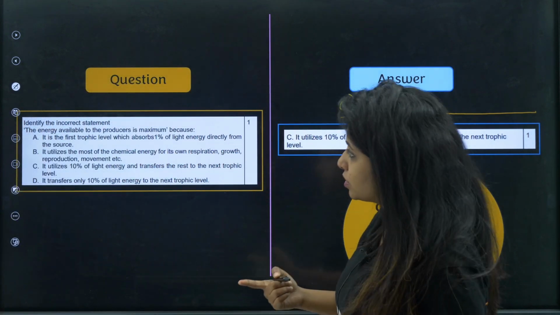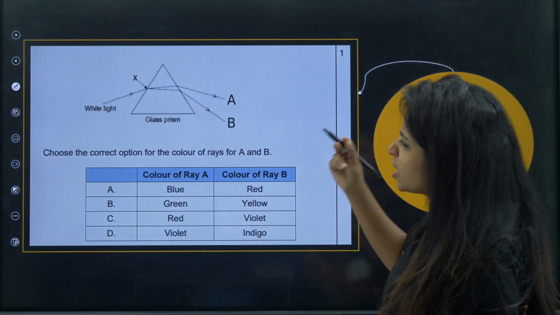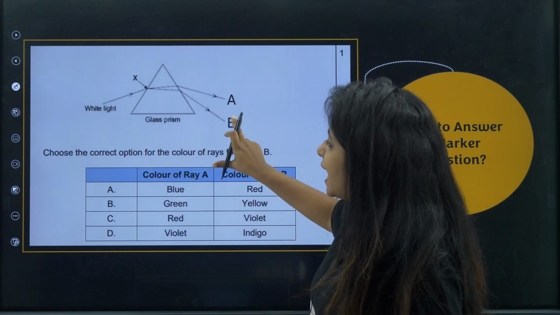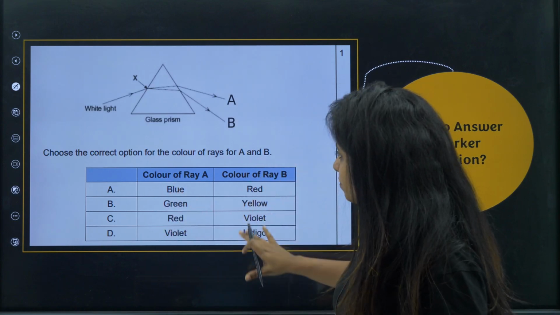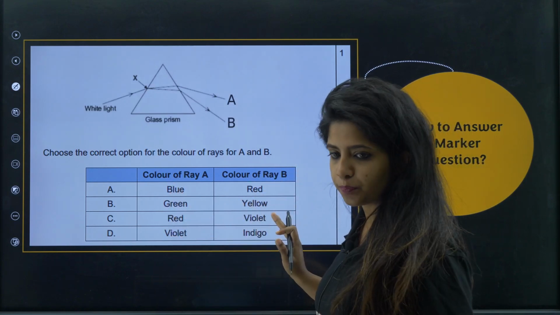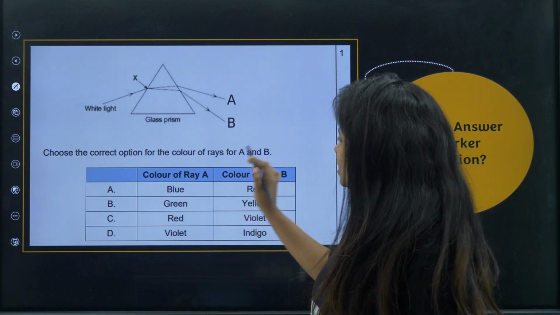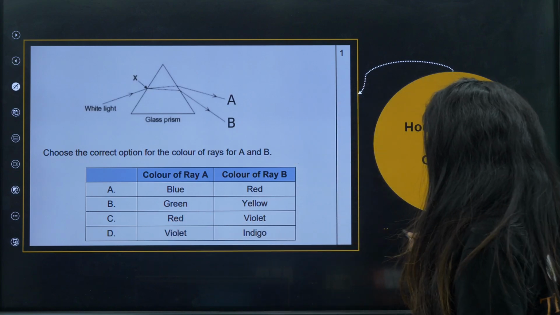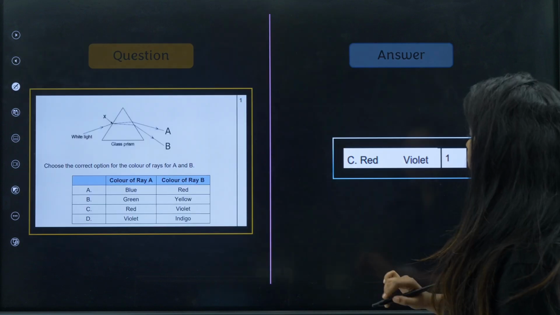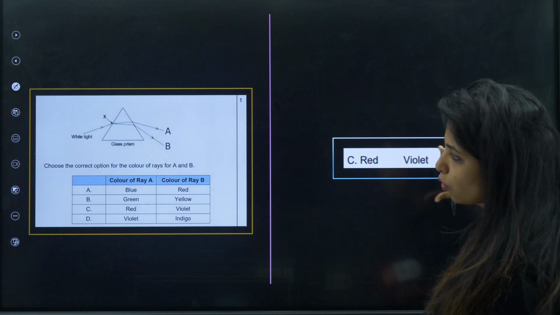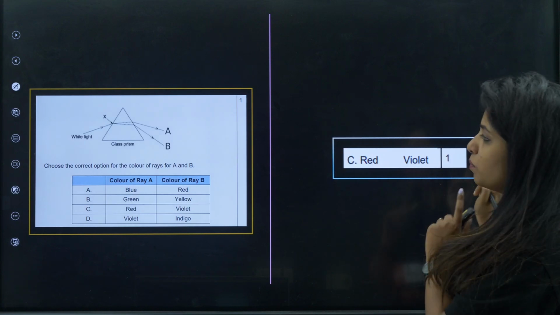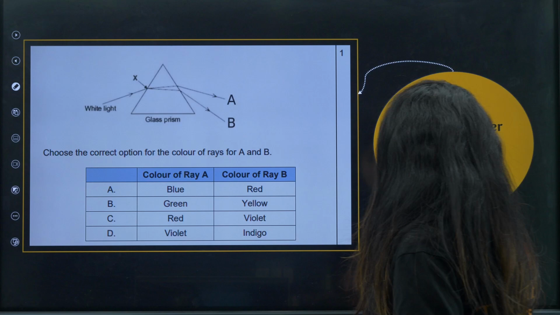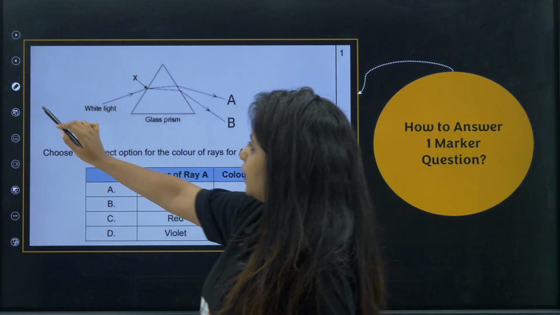Now the next type of question is how to answer a small question like this: choose the correct option for the color of rays A and B. Over here column A is given, column B is given, and you have to choose the correct answer. How will you do it? This is an easy thing: you just have to write whatever option is there and then the full answer. For example, C is the answer, so you write the whole thing there and you get the 1 mark. This is how it is given in the marking scheme. I'm not reading the question, which is why I'm answering like this. I don't want to waste your time.